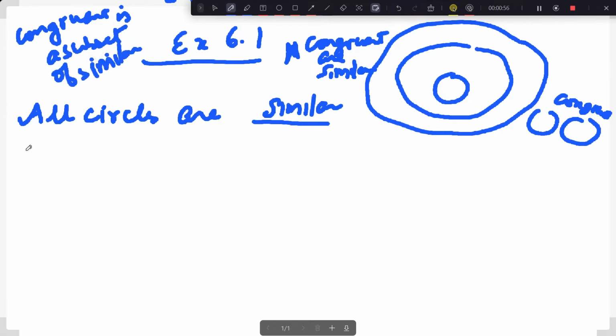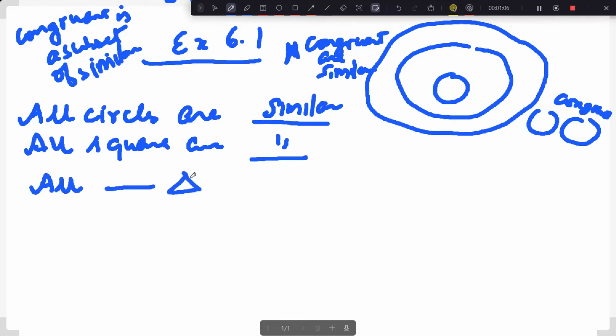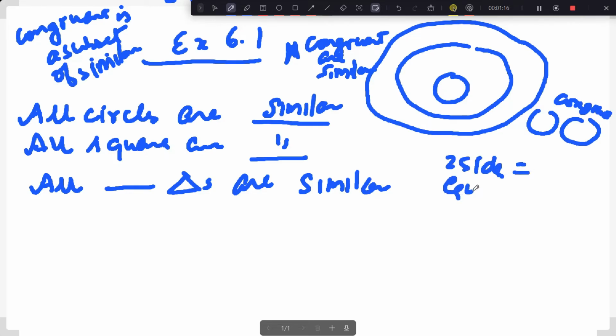Okay, next question. All squares are similar, right? That's the answer. All dash triangles are similar. Options are isosceles. So in an isosceles triangle, two sides are equal. And in equilateral, the first option is isosceles and the second option is equilateral. So which one are these? All the triangles are similar.